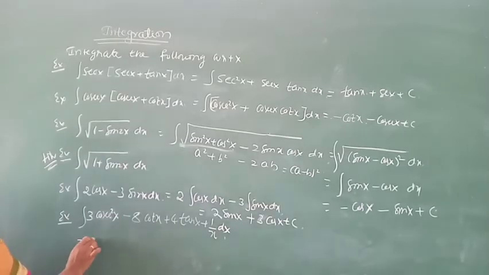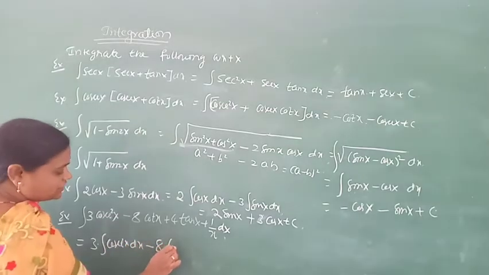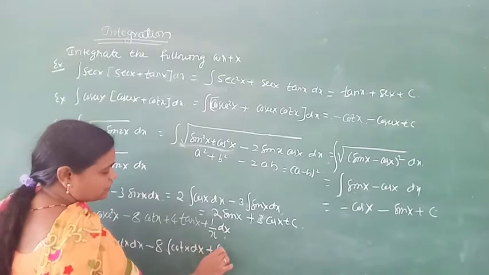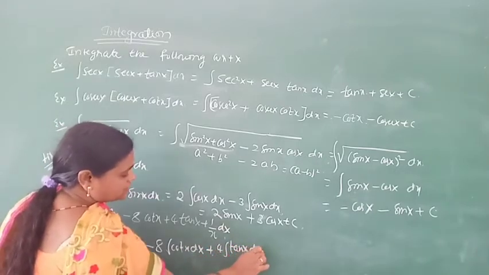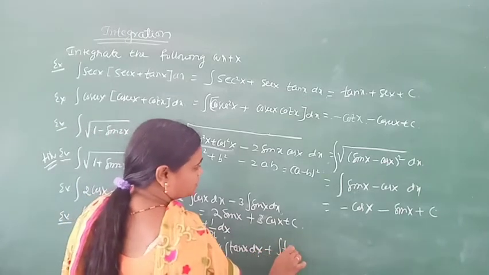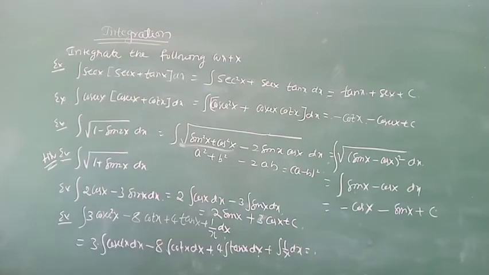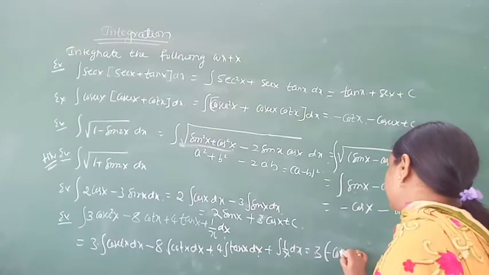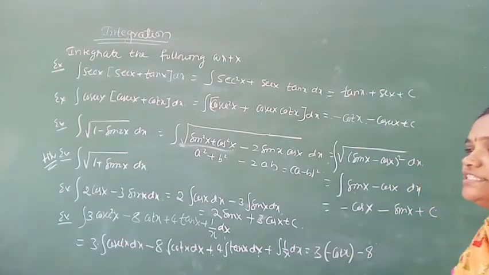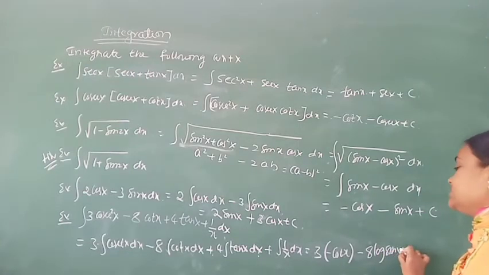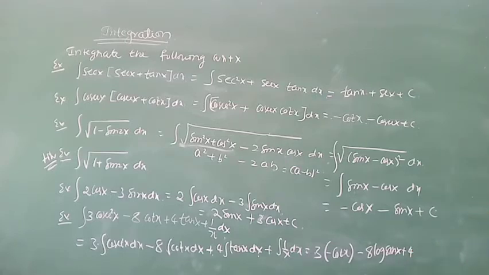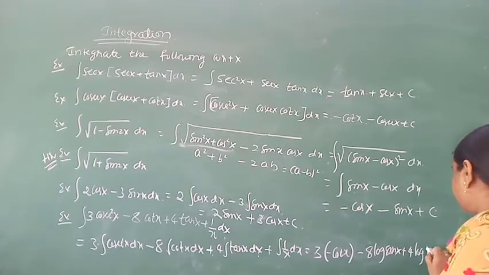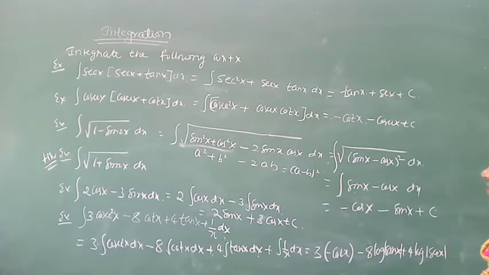Next, here 3 as it is, do the integration of cosec square x dx, minus 8 as it is, do the integration of cot x dx, plus 4 as it is, do the integration of tan x dx, plus integration of 1 by x dx. 3 as it is, integration of cosec square x is minus cot x, plus minus 8, cot x integration is log sin x, plus 4, integration of tan x is log sec x, plus integration of 1 by x is log x, plus c.